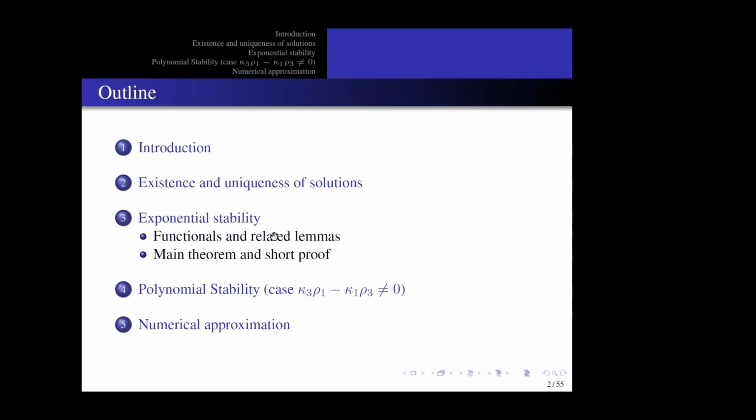This is the outline of my talk. I will give some introduction. Then I move to the existence and uniqueness of solutions. After that, we talk about the exponential stability in the case of equal speed. And then when we have no equal speed, we'll talk a little bit about polynomial stability, and then I give numerical approximations.